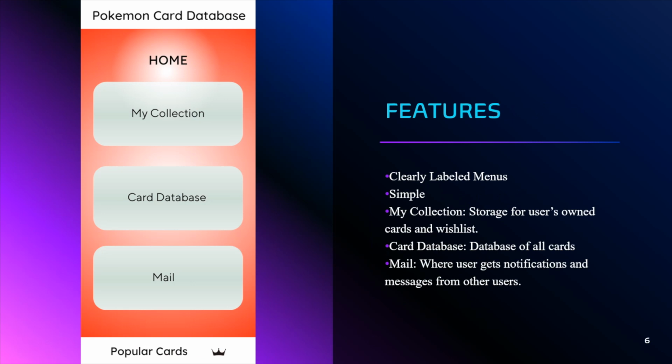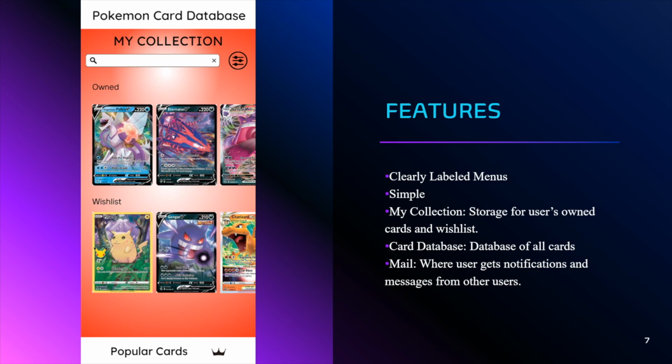The final part of the UI that I would like to go over is the general features of our app. On the left, you can see a concept of our home screen. We tried to make it extremely simple so as to not confuse users, and we have made the menu labels extremely clear. The My Collections button simply allows the user to access the storage database that contains all of their own cards and their wish list. It allows them to easily filter through and manipulate both the cards in their collection and their wish list.